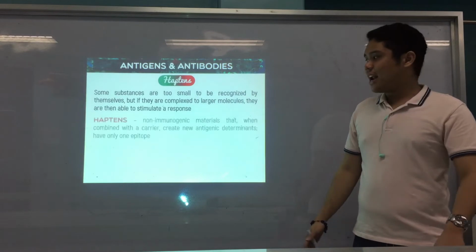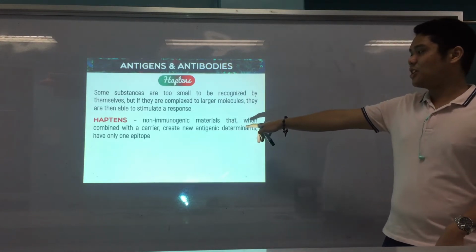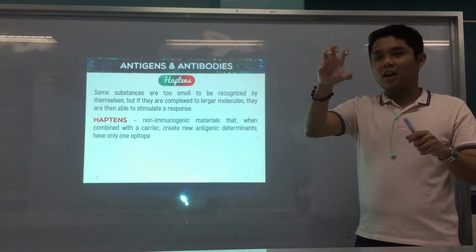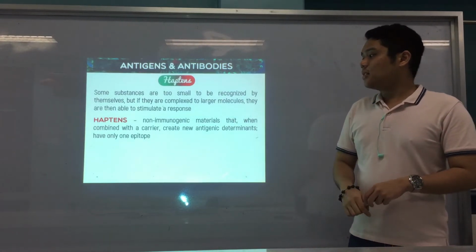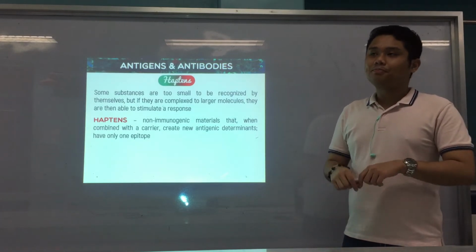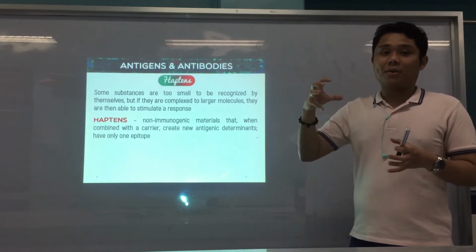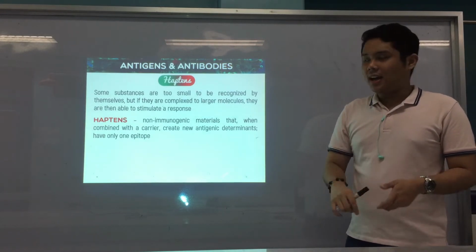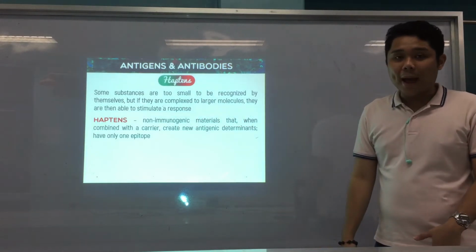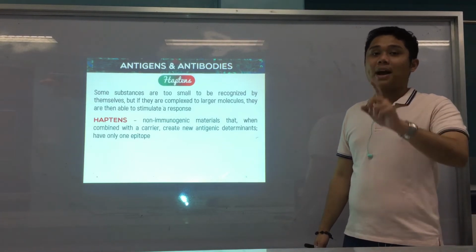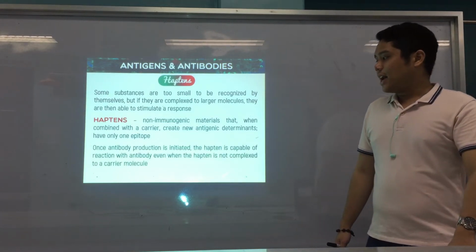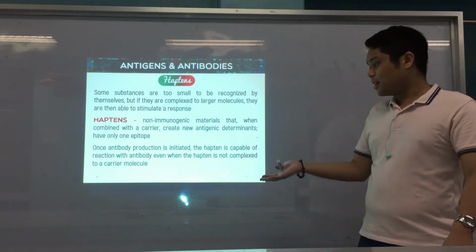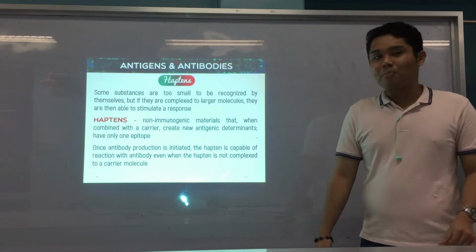All right? So again, haptens are non-immunogenic materials, but when combined with a carrier, meaning a larger molecule, they create new antigenic determinants, meaning they can now elicit an immune response. Hence the new antigenic determinants and new binding sites. But it only has one epitope, only one binding site. And once antibody production is initiated, the hapten is capable of reacting with antibody even when the hapten is not complexed to a carrier molecule.